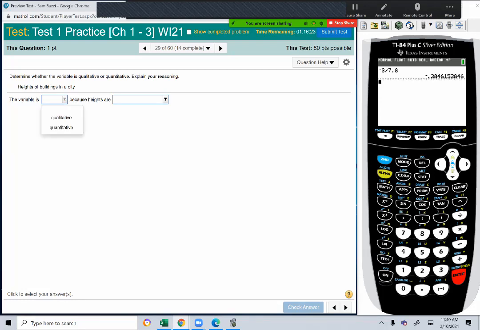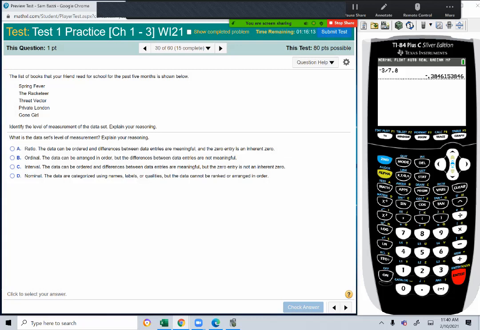Determine whether the variable is qualitative or quantitative. Heights. The heights are quantitative, guys, because they represent measurements. Anything that represents measurement is quantitative.